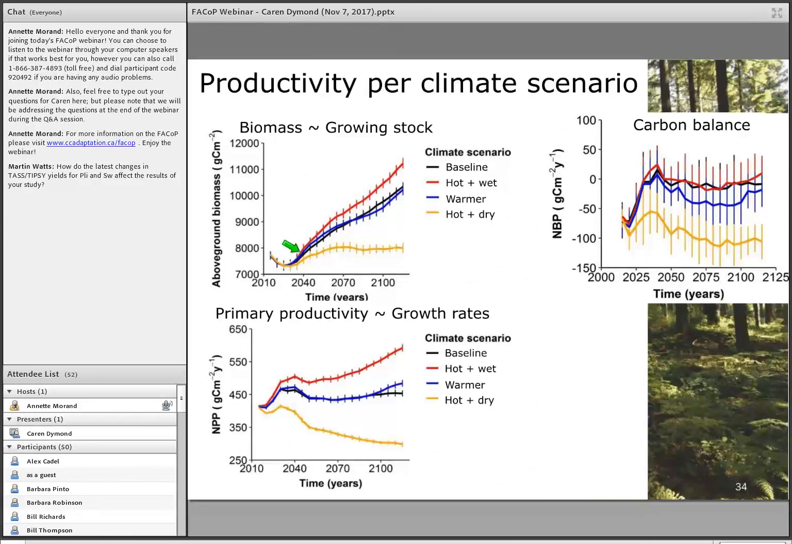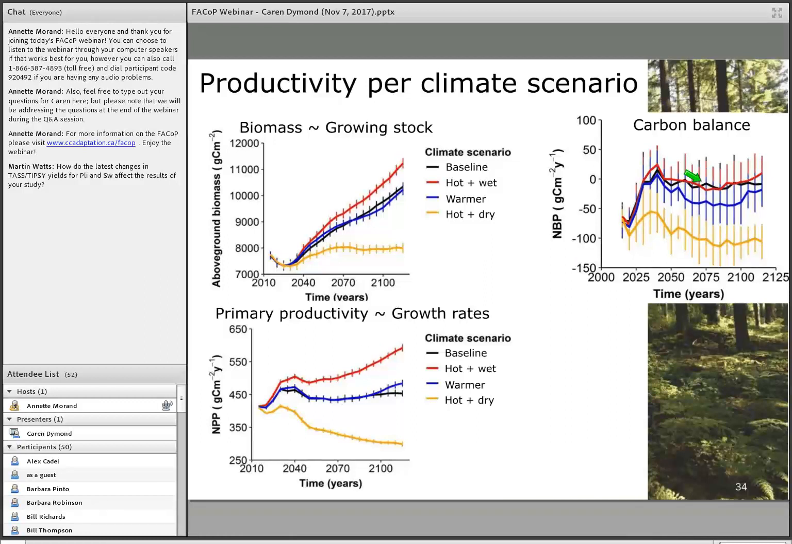Okay, so if we look at productivity and biomass and carbon balance, the above ground biomass, remember that's kind of like growing stock. If it gets hotter and wetter, it's expected to increase. If it's warmer, it also increases, but if it's hotter and drier, it's projected to sort of flatline. Net primary productivity, which is kind of like the growth rate, increases if it's hotter and wetter, and decreases if it's hotter and drier.